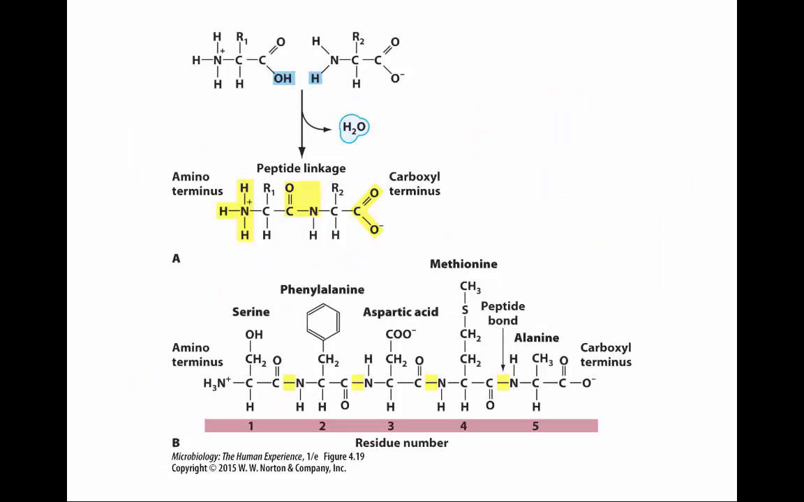Now, how do we get to those diverse functions? We have a very complicated structure. So again, this comes back to that structure-function relationship. A complicated structure gives a very complicated function.